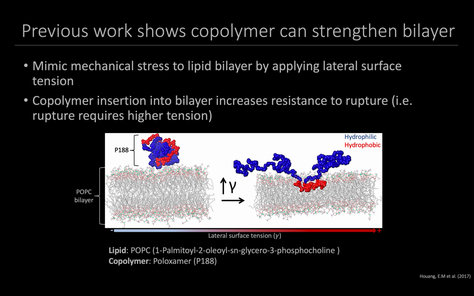In the figure below, the left shows a membrane with no tension being applied, no mechanical stress. Above it is a copolymer P188 molecule with the hydrophilic portions of the molecule in the core and the hydrophobic portions of the molecule forming a shell on the outside. On the right side of the figure is a membrane with surface tension being applied. You can see the membrane has been compressed and stretched, and the copolymer P188 has opened its hydrophobic core and allowed it to integrate in between the lipids of the bilayer.